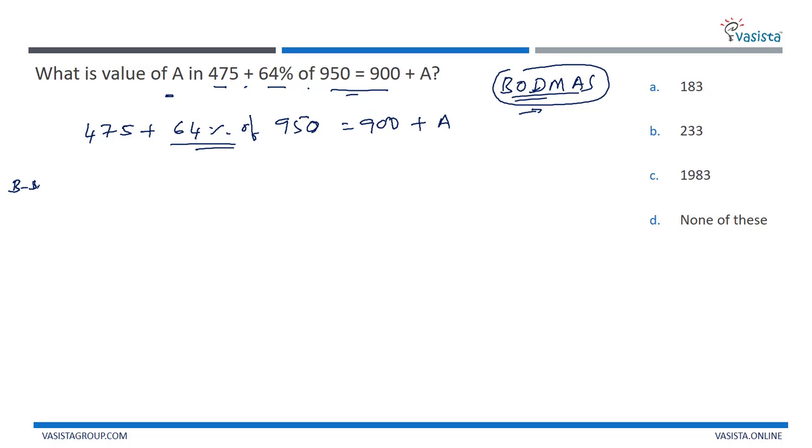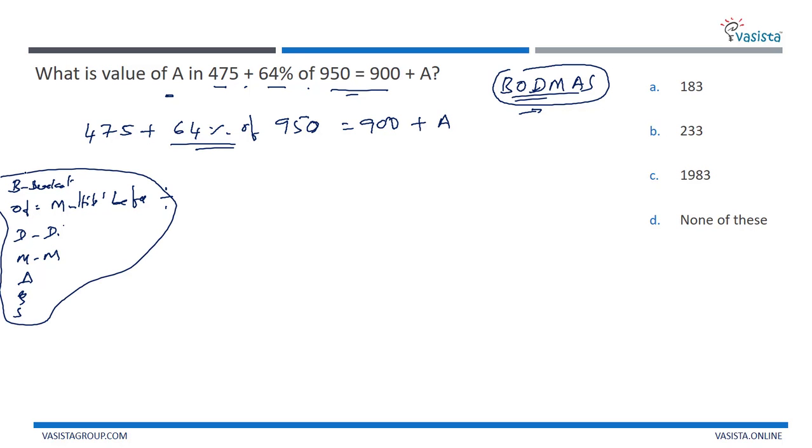First you need to work with the bracket, if they have given. Then Of. Of means multiplication. Before division. Then D means division. M means multiplication, and then addition as well as subtraction. This is the way you are supposed to do it, which I explained in the concept, in the simplification topic.